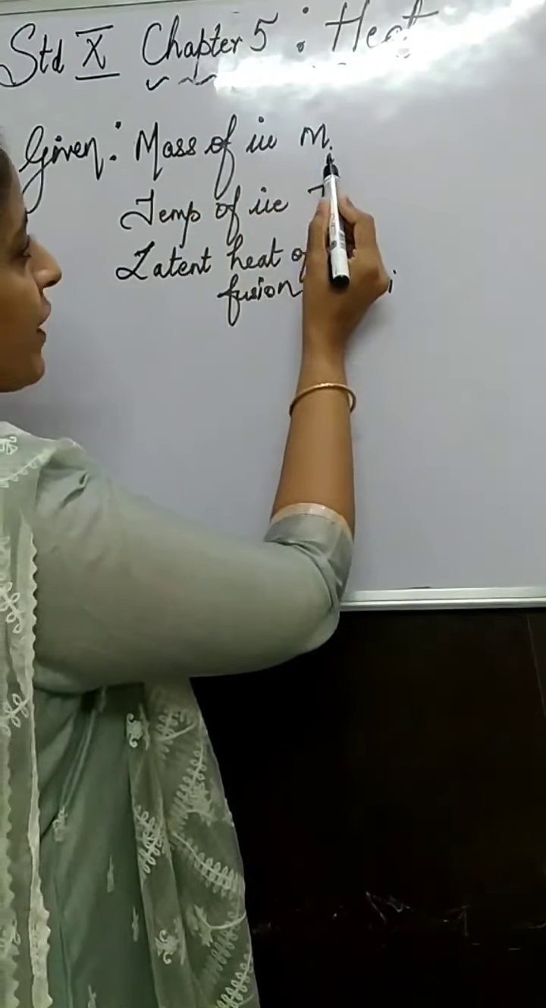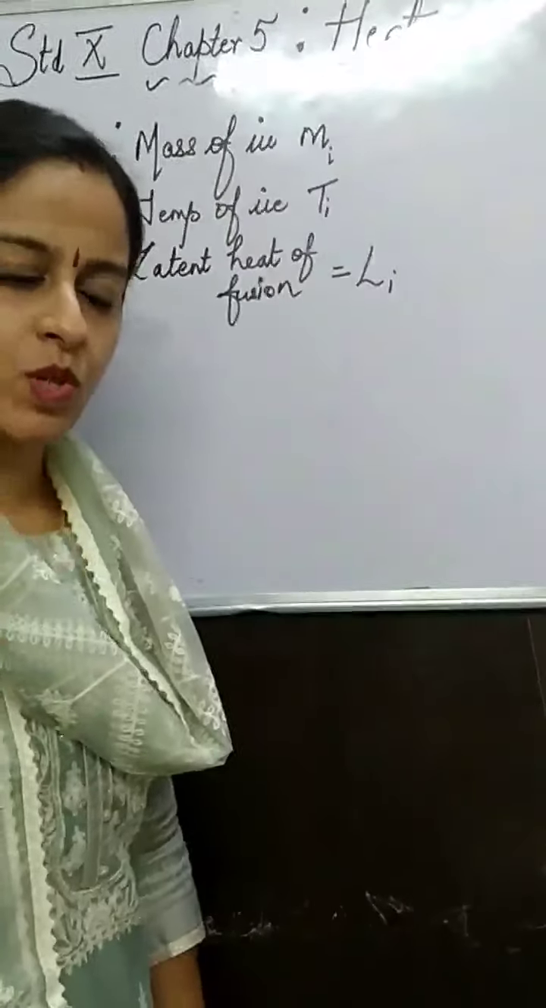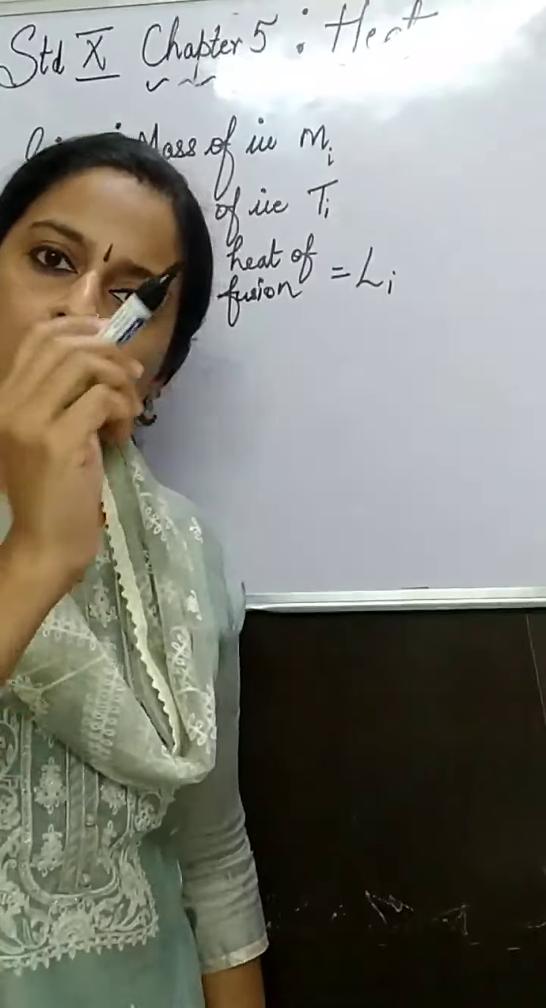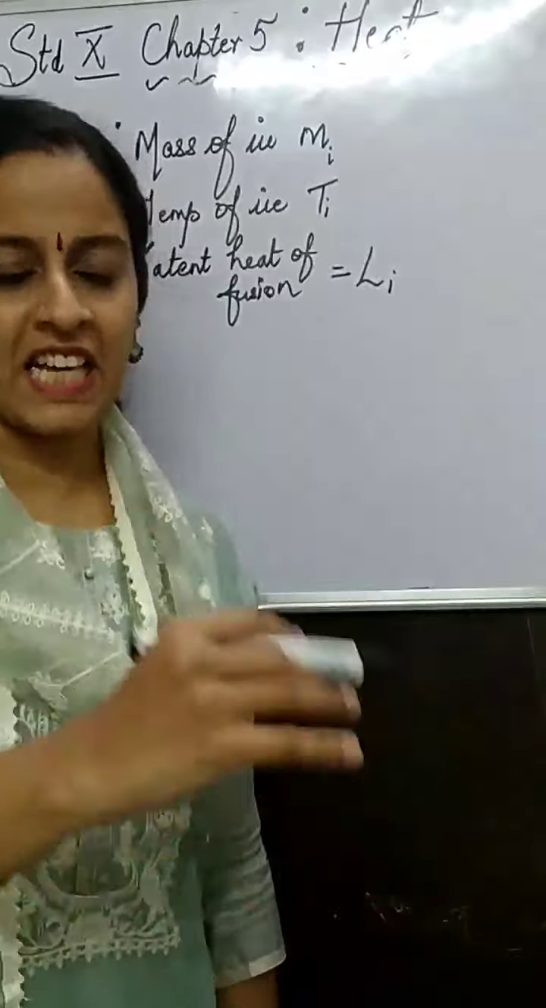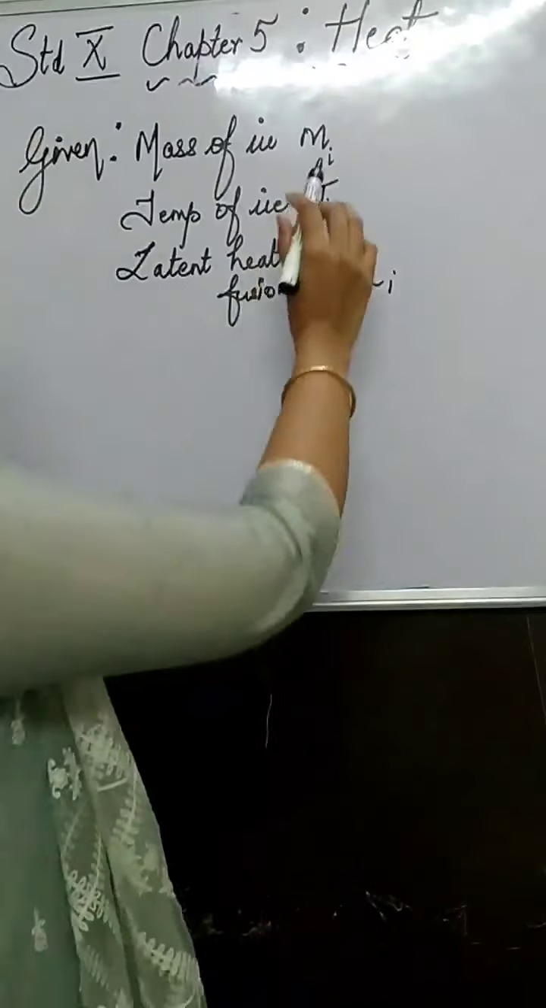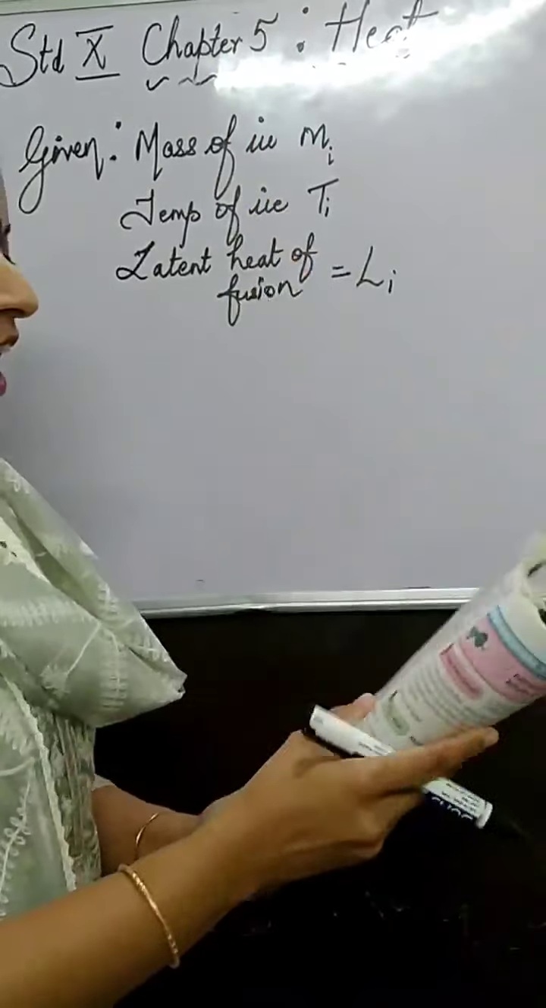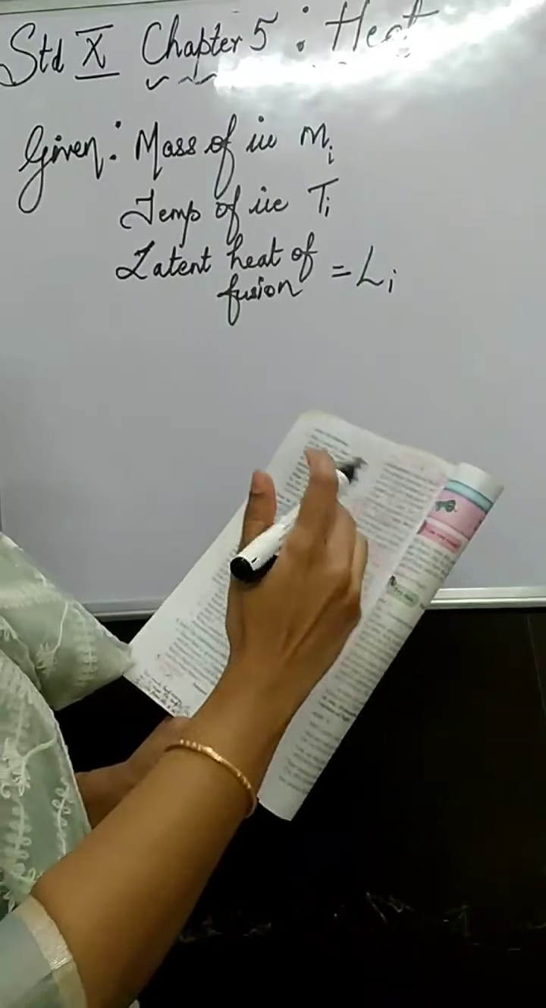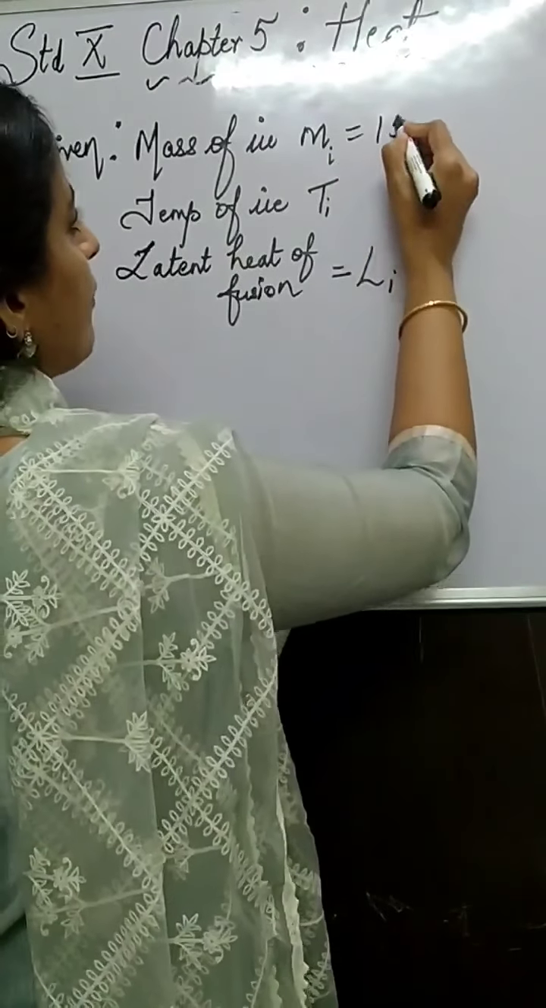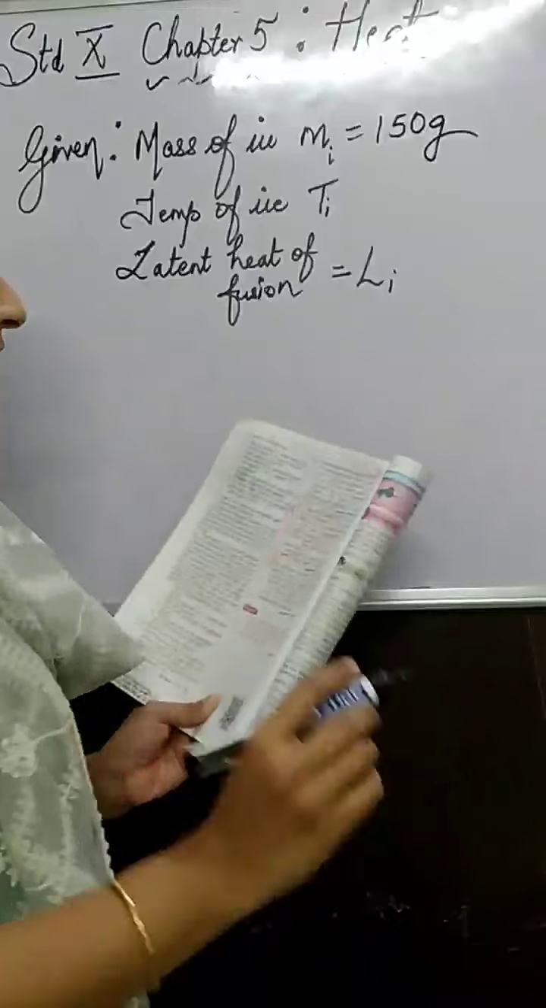Mass of the ice, I have taken Mi. For ice, I am using I. If you want, you can use 1 or 2, 1 for ice and 2 for the steam. Okay, I am using I. What is the mass of the ice? The thermally insulated pot has 150 grams. So this is 150 gram of ice.